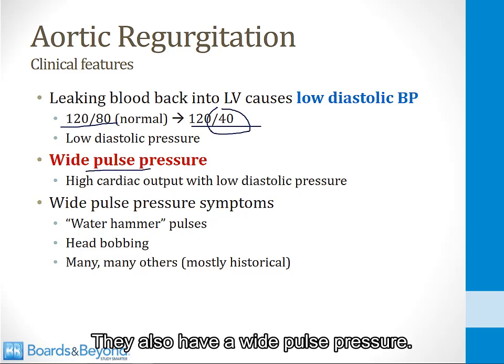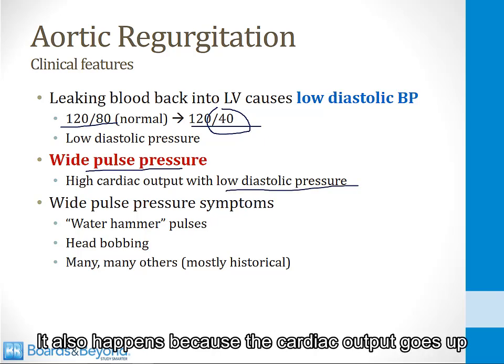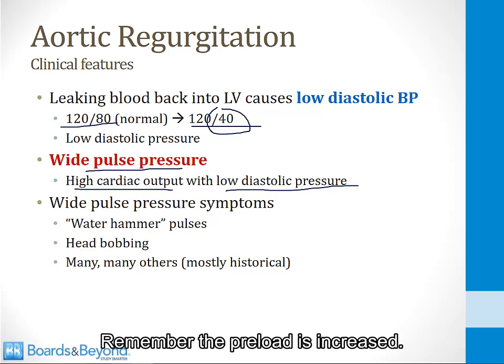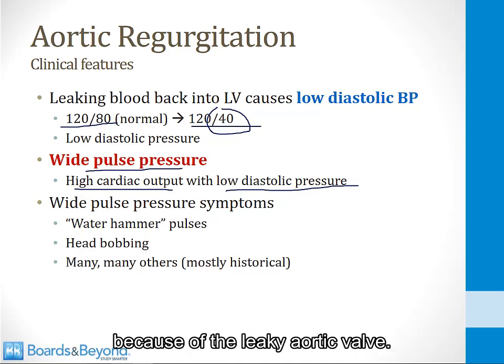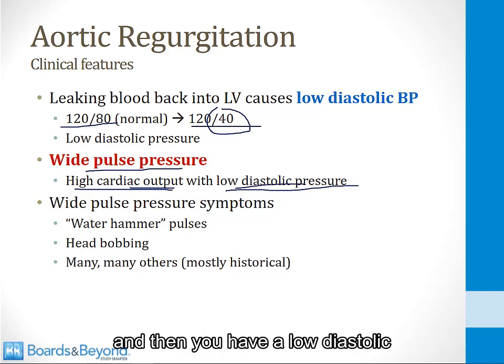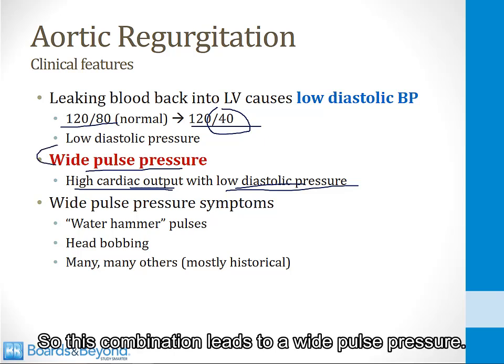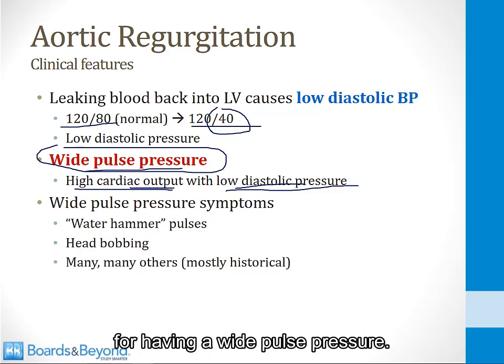They also have a wide pulse pressure. This happens because the diastolic pressure is low. It also happens because the cardiac output goes up in aortic regurgitation. Remember, the preload is increased. The ventricle is filling with more blood than usual because of the leaky aortic valve. So the high cardiac output causes the systolic blood pressure to potentially rise, and then you have a low diastolic pressure from the leaky aortic valve. So this combination leads to a wide pulse pressure. And once again, aortic regurgitation is famous for having a wide pulse pressure.